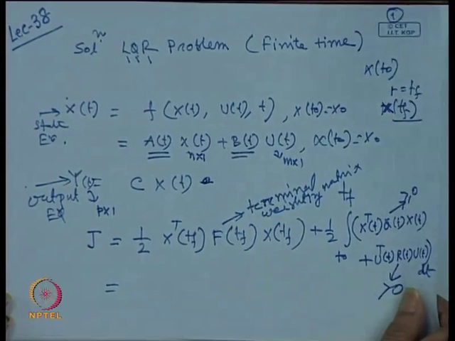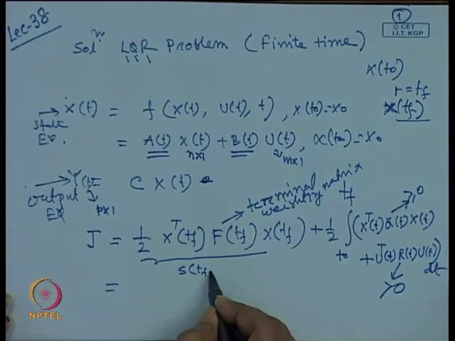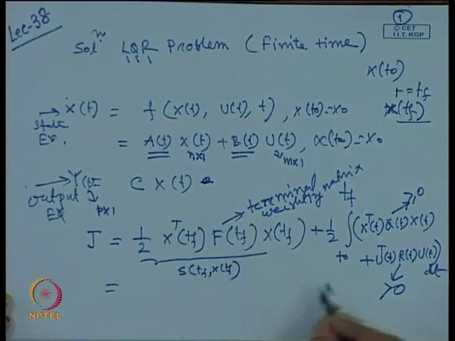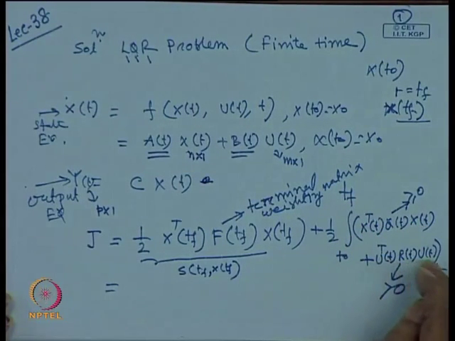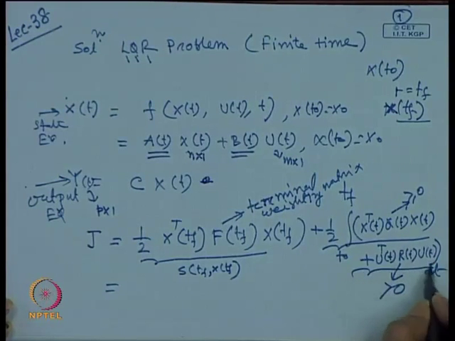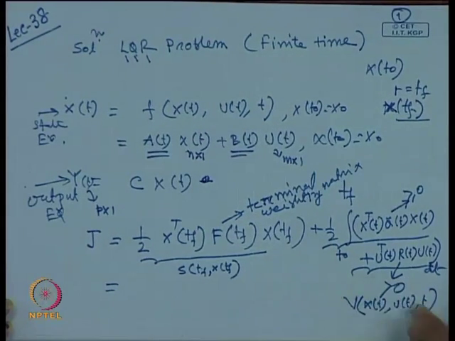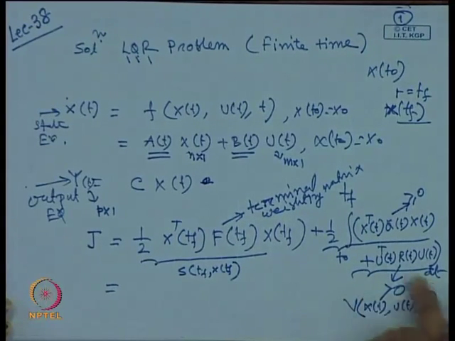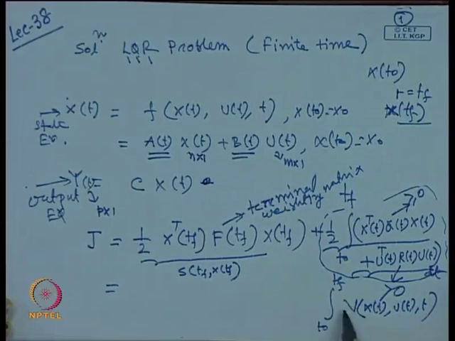So, let us form it. If you compare with this one, that is nothing but our S of t f and x of t f function, and this whole thing, if you push the half inside, half x transpose Q x plus u transpose R u, is nothing but V, the integrand part. Okay? So, we can consider that whole part from here to here as V, which is a function of x of t, u of t and t, including the half, as per our usual notation. So, this part is the integrand part, and this whole thing from t 0 to t f will be replaced by that.